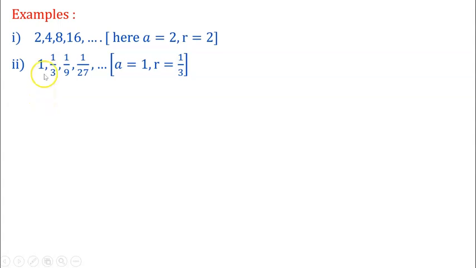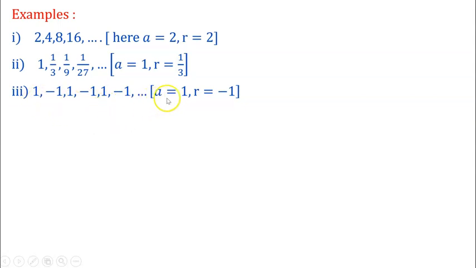For the next sequence, A is equal to 1 and the second term is 1 by 3. 1 by 3 upon 1, then you will get r is equal to 1 by 3. 1 upon 9 upon 1 upon 3, then you will get 1 by 3 again, and hence in this sequence the first term A is equal to 1 and the common ratio is 1 by 3. Now for the next, 1, minus 1, 1, minus 1. This sequence is also in geometric progression.